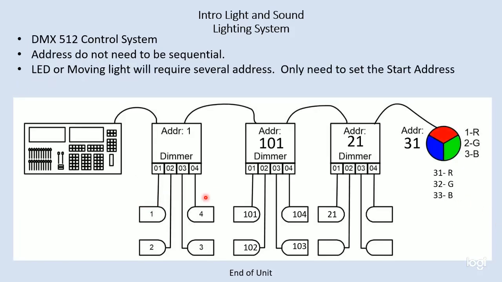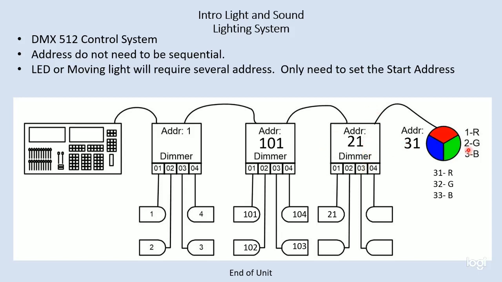So next, let's sort of incorporate the two. So now I have dimmer address 1 for our first dimmer pack, or a DMX address 1 starting address. Then we have our starting address of 101. Our next dimmer pack has a starting address of 21.